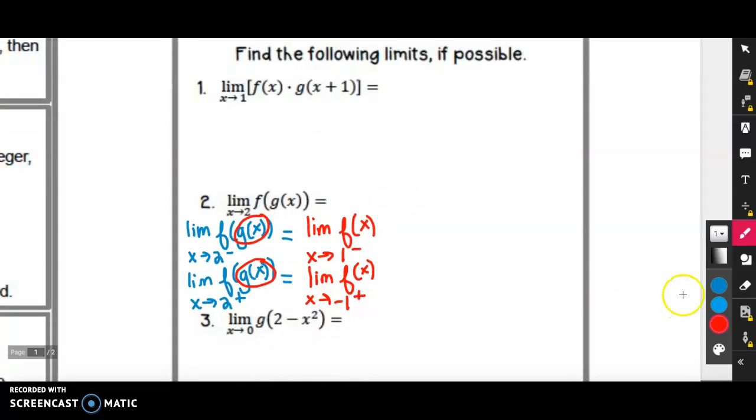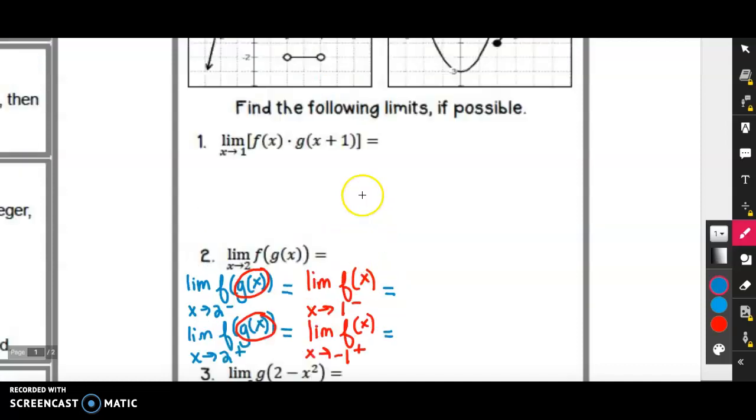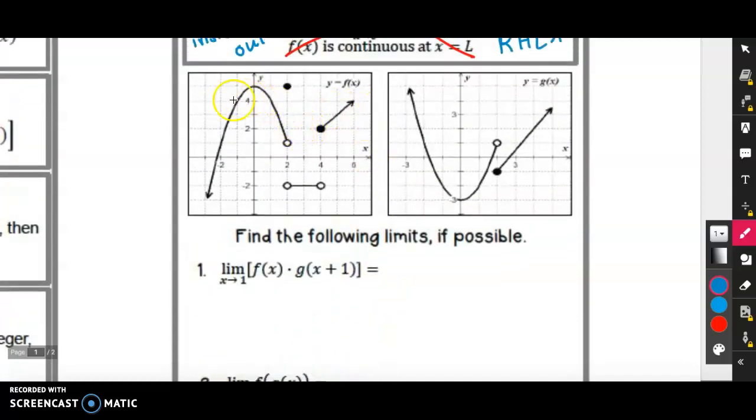All right. And so then now you can treat this like a normal problem because you're just looking at one graph now. So limit of f of x as x approaches 1 from the left-hand side. So here's f of x. So as I approach 1 from the left-hand side, I get 4.